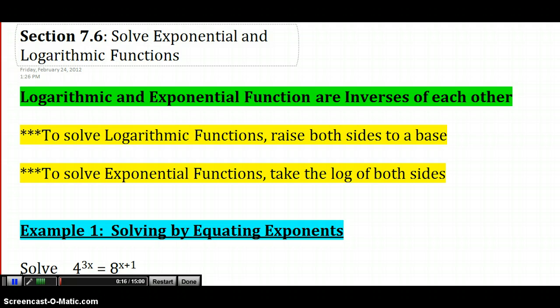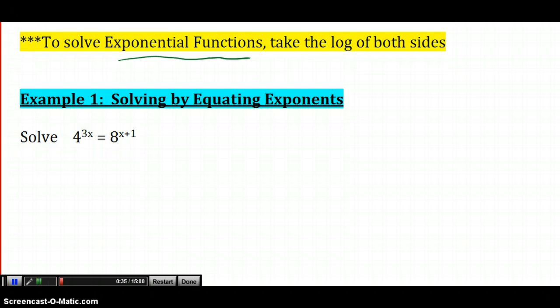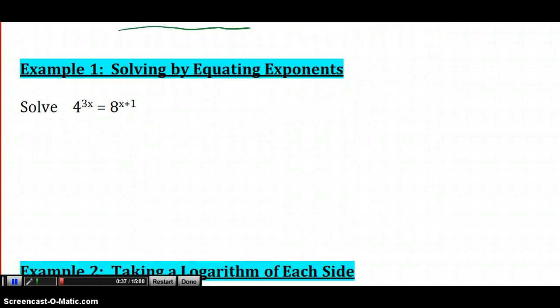So, to solve a log function, you're going to raise both sides to a base. And you're going to do the opposite for exponential functions. If it's an exponential function, you're going to take the log of both sides since they're inverses. It works out very nicely. You are just going to simply love this. Here we go. First example.